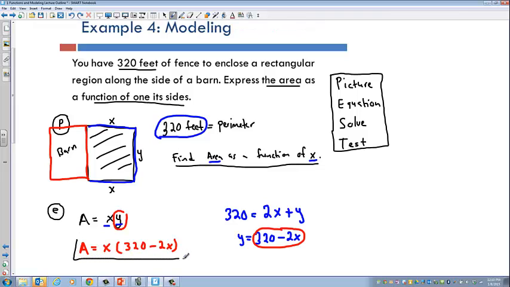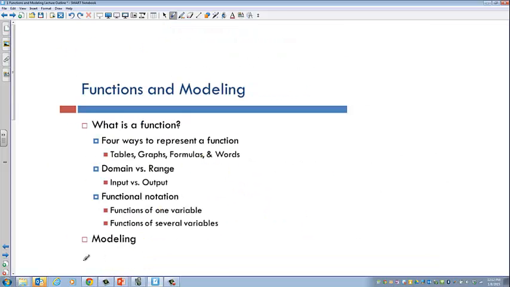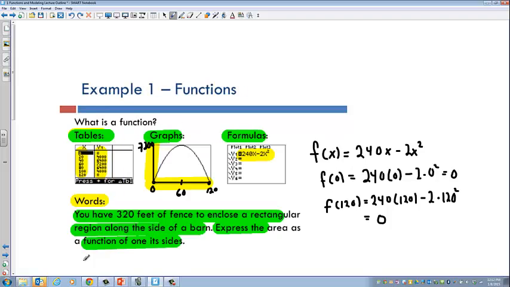And so this is the area as a function of one of its sides, and as a function of this side right here. So you'll notice that this formula right here is actually the same formula that we had at the beginning, and you can even make it look exactly the same if you take 320 and you multiply through by the x. So x times 320 is 320x minus x times negative 2x is negative 2x squared. And so that's the same formula we actually had at the very beginning of this lecture right here.